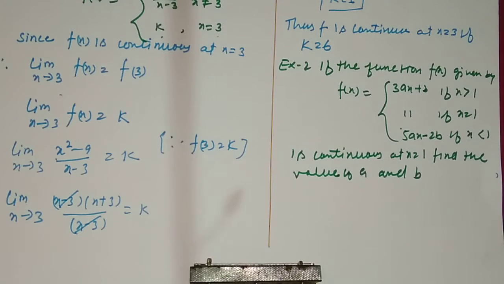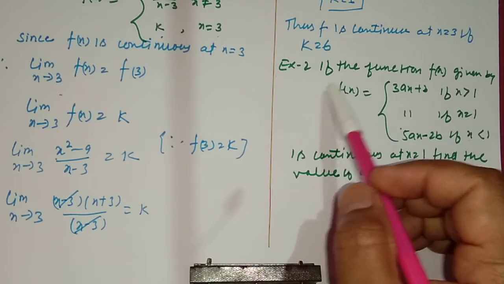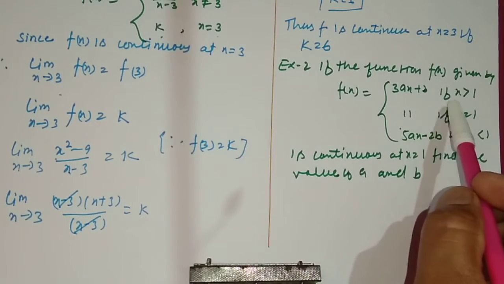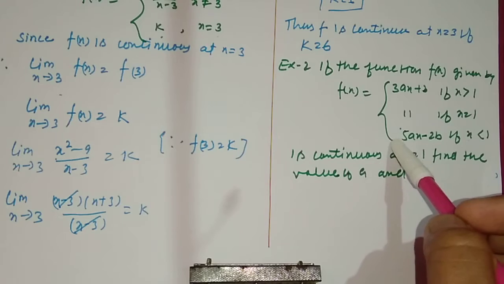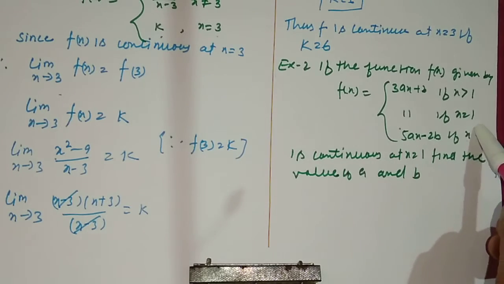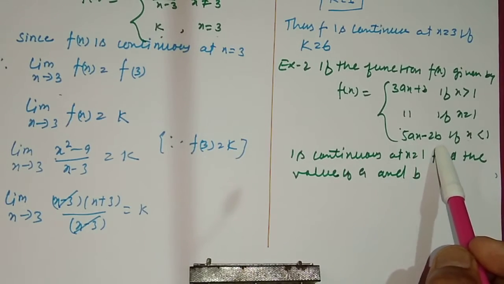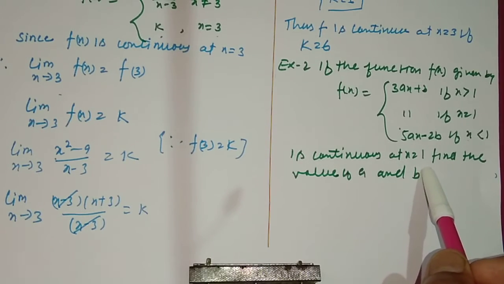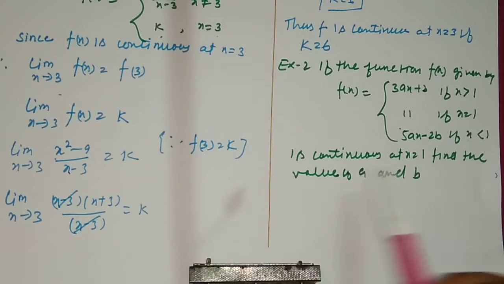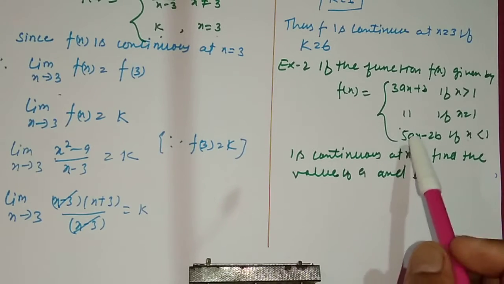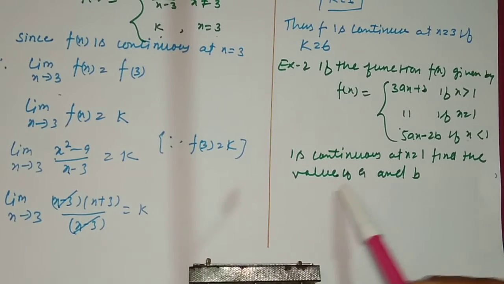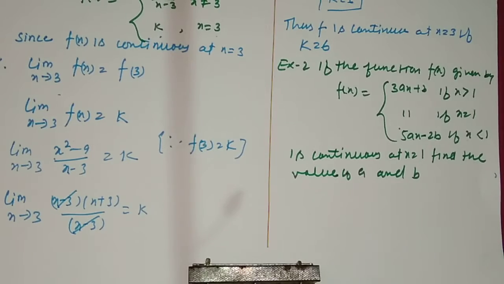Now in this example 2 we are given the function f(x) is equal to 3ax plus b if x is greater than 1, 11 if x is equal to 1, and 5ax minus 2b if x is less than 1. Clear? It is continuous at x is equal to 1; find the values of a and b. So what we have been given is that the function is continuous at x is equal to 1, and we have to find the values of a and b. Clear? Let's try to solve this.